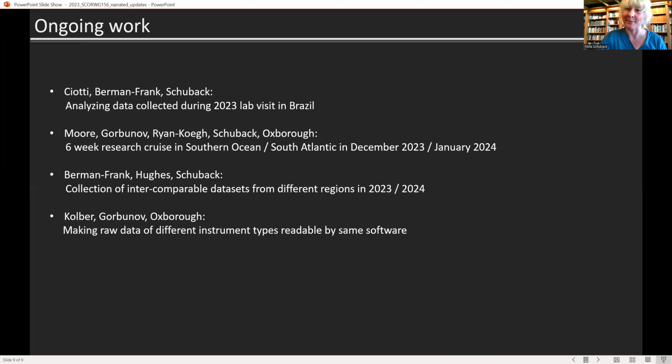And I hope that we're going to get to the point where we can all use the same software, maybe not on a regular basis, but be able to use the same software to analyze data from different instruments, because I think we can learn a lot from each other and make this data more intercomparable than it is now.